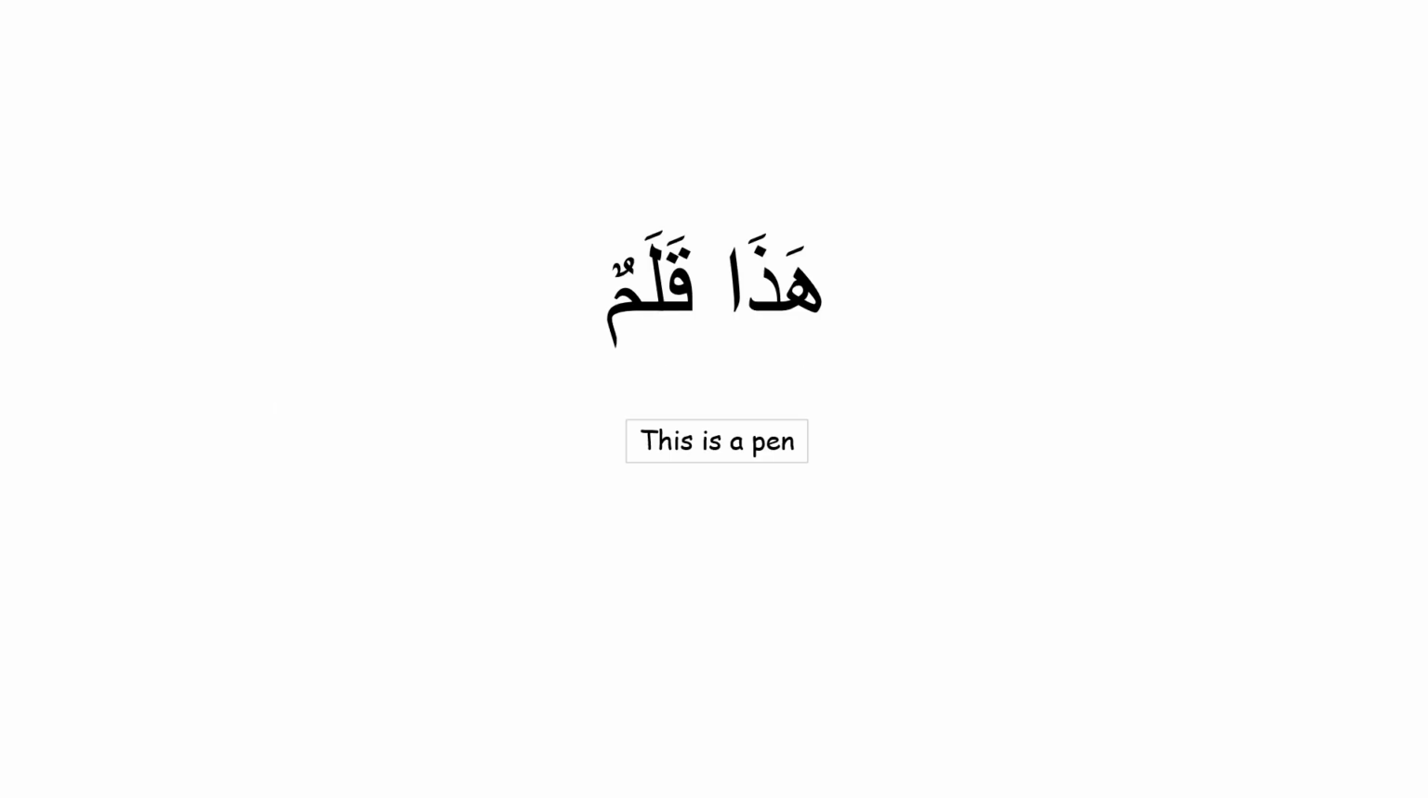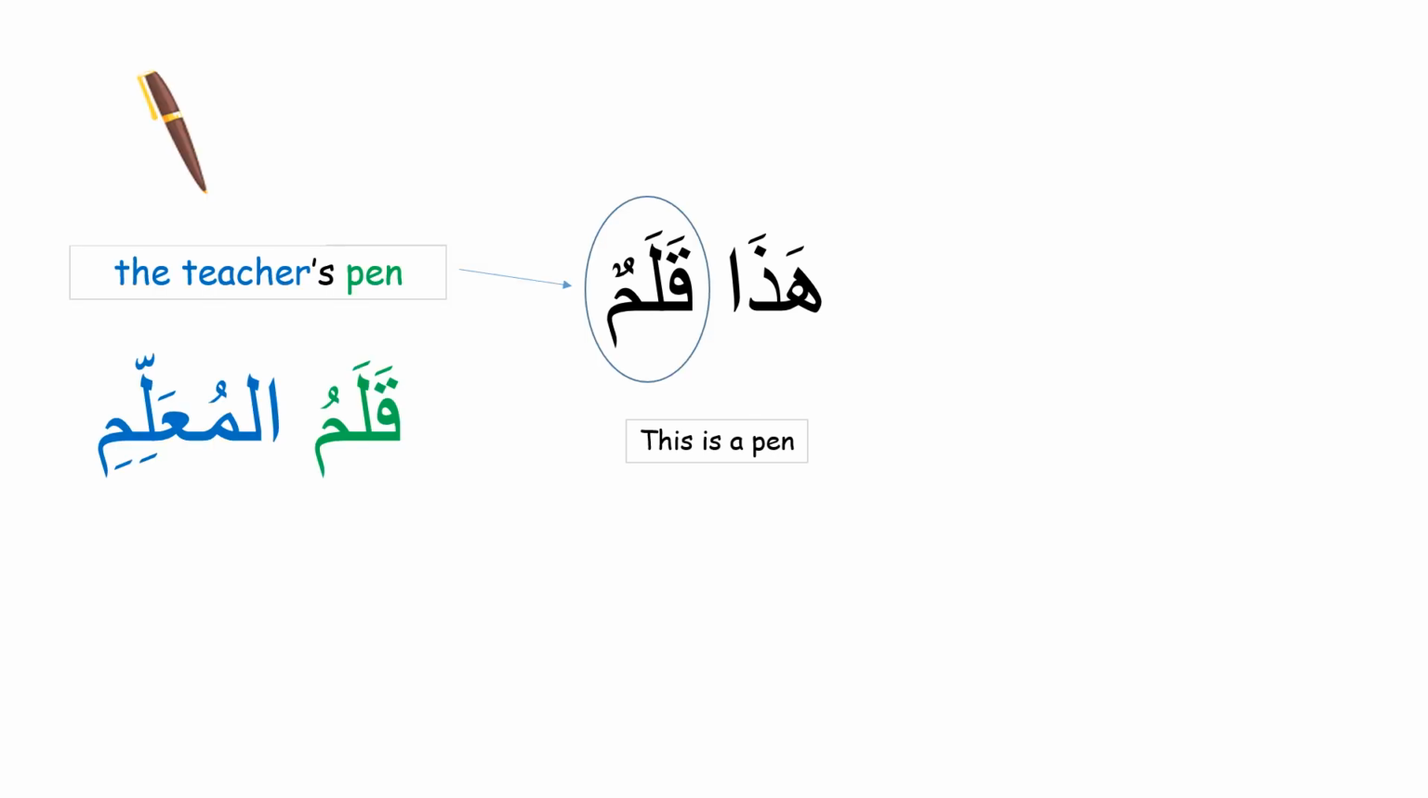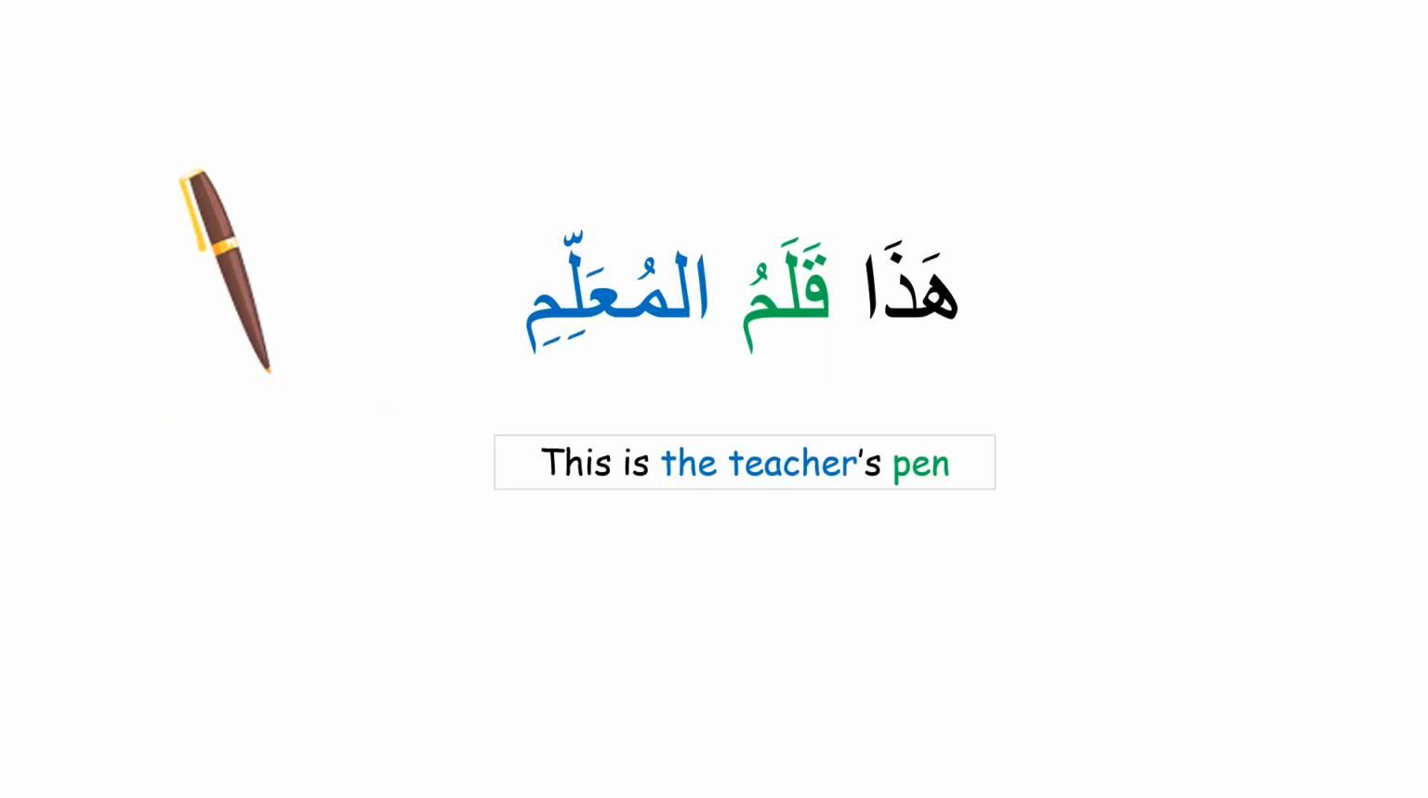Starting with the first sentence, هذا قلم. In this sentence, we are pointing at an unknown pen, but what if this pen belongs to the teacher? So the pen will be the teacher's pen. How do we say the teacher's pen in Arabic? We do say قلم المعلم. Now all we have to do to change the sentence is to replace قلم with قلم المعلم, resulting in هذا قلم المعلم. As simple as it gets. Kindly note that المضاف kept its nominative case.